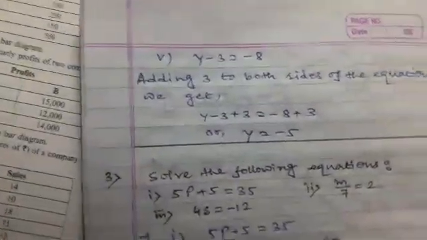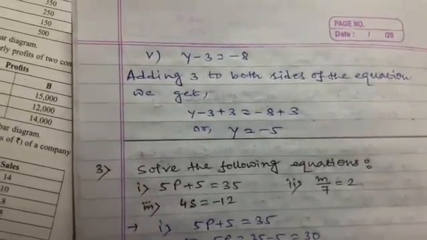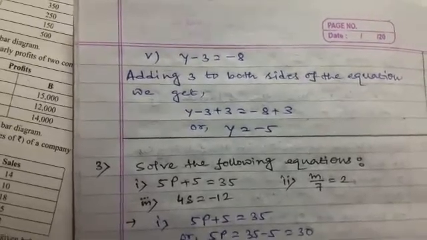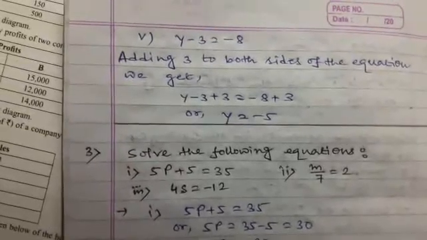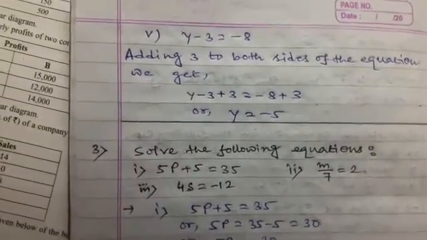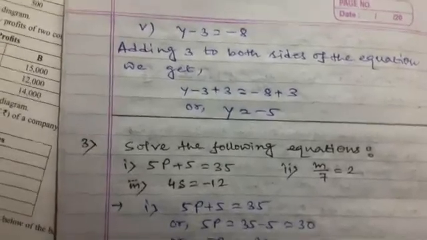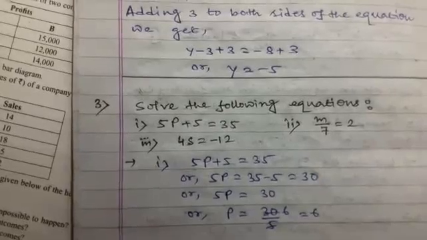Then next, y minus 3 equal to minus 8. So here same here you can see that left hand side is minus 3. That means we have to add plus 3. So adding 3 to both sides of the equation, we get y minus 3 plus 3 equal to minus 8 plus 3. That means y equal to minus 5. Now solve the following equation.